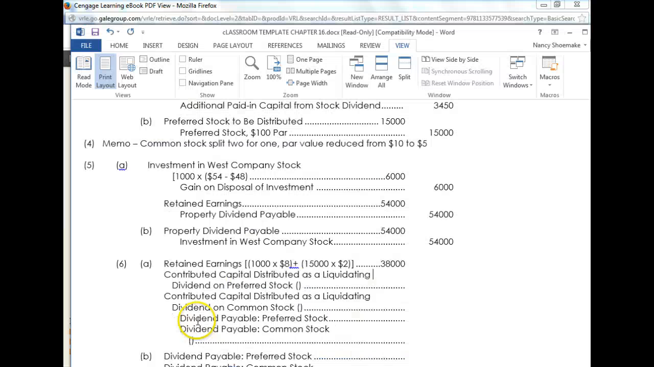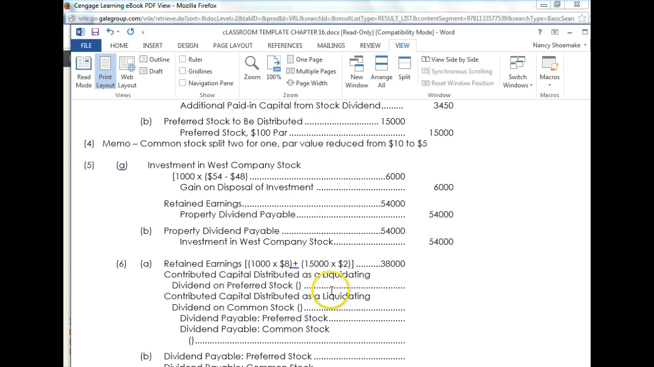So what we've done here is we've taken our 1,000 shares times $8. Instead of a 10%, $10, since $2 of it is a liquidating dividend, we've got our 1,000 times $8 a share. And over with our common stock, the total dividend is $2.30, but $2 of it is the regular dividend. So we're just taking the portion that's not liquidating, showing it here at 38,000.